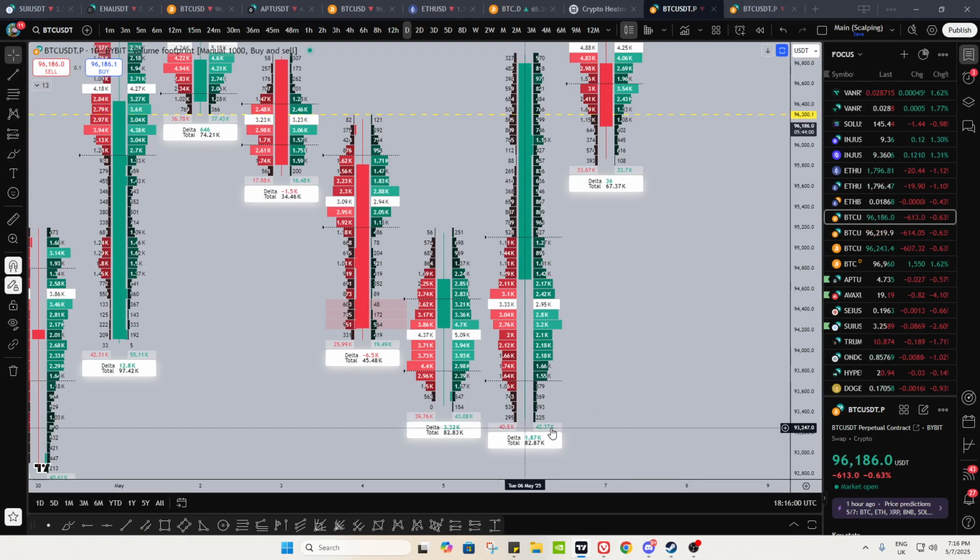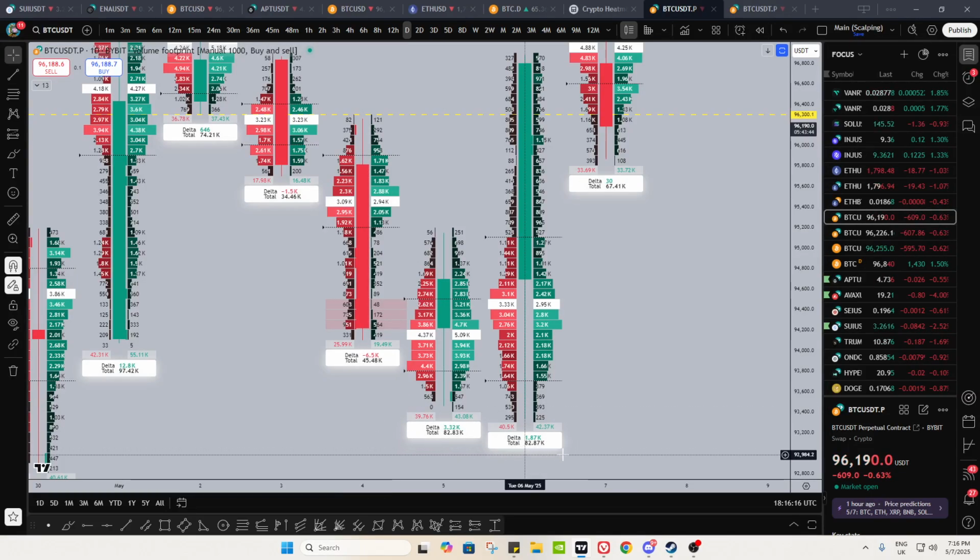And yet, look how the candle closed, right? And I'm saying this now with footprint charts. It becomes very easy to read price action. What you're trying to do is remember, you're trying to tell a story, right?